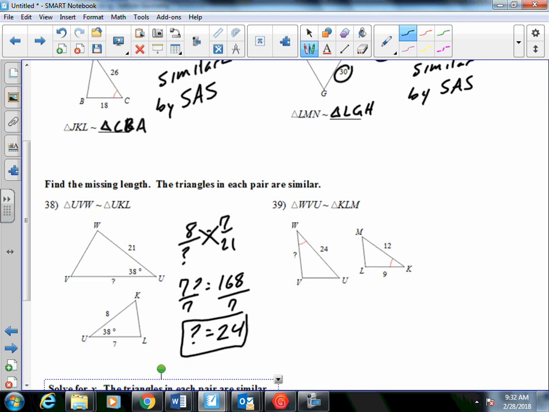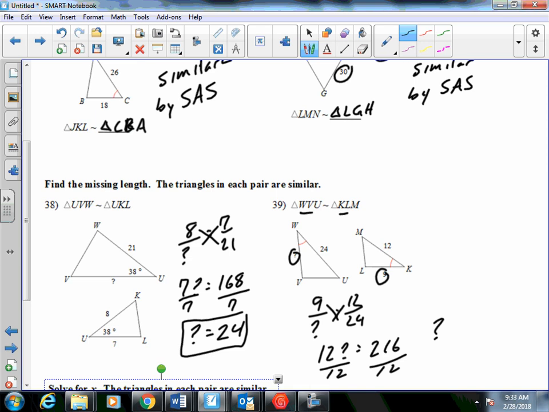And then 39. Same idea. Make sure we're matching up things that go with each other, WV and KL. So WV goes with KL. So 9 over the question mark is going to equal 12 over 24. Cross multiply, 12 times the question mark is going to equal 24 times 9, which is 216, and divide by 12. It's going to equal 18.